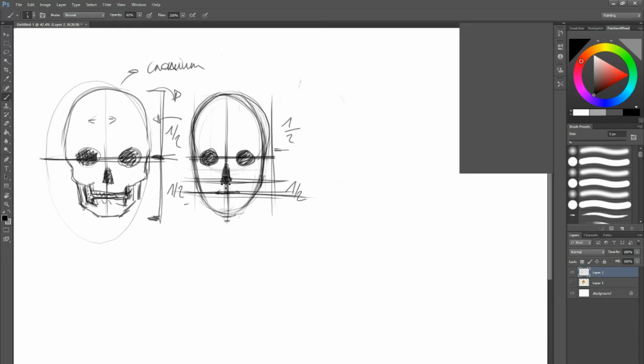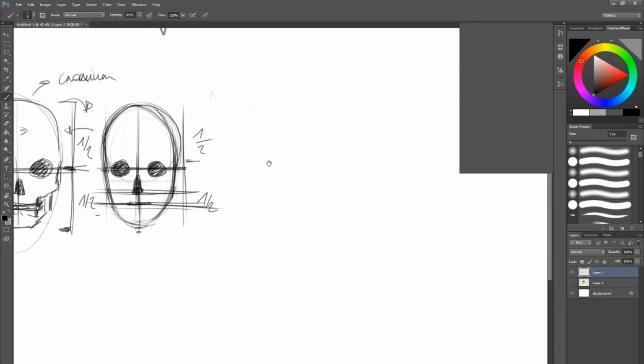In future lessons we're going to detail how to draw eyes, the nose, lips, and so on and so forth. Today is mainly construction. I want you to understand why the eyes are placed there, why the nose is placed there, and how we're going to add extra features to the face.